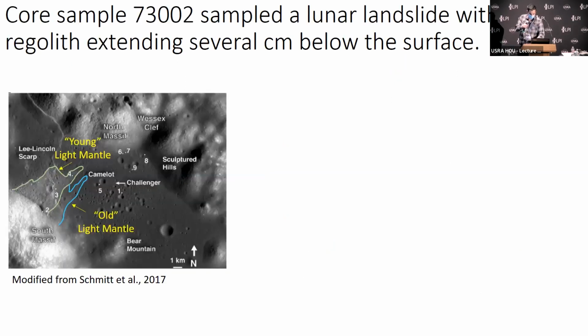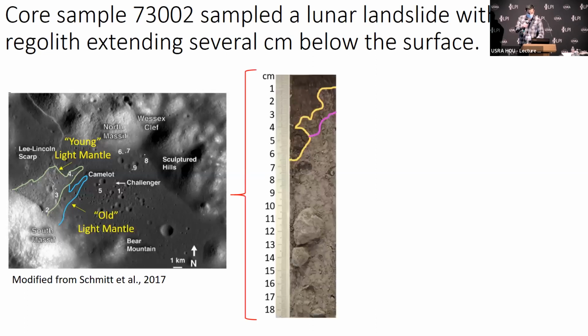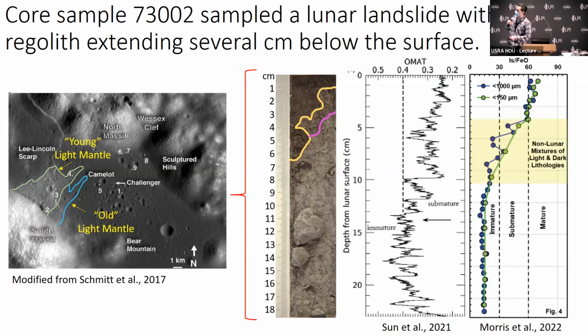So I want to apply this to 73002. You probably all know about its origin by now, but just a refresher, it was collected at Station 3 atop the Young Light Mantle deposit. This is an image I'm sure you're all familiar with, and you're also probably very familiar with the dark lithology bounded by the light lithology. So the dark material is space weathered material, and that was confirmed with optical maturity profiles and Is/FeO profiles.